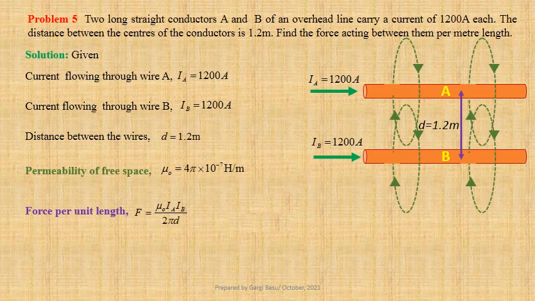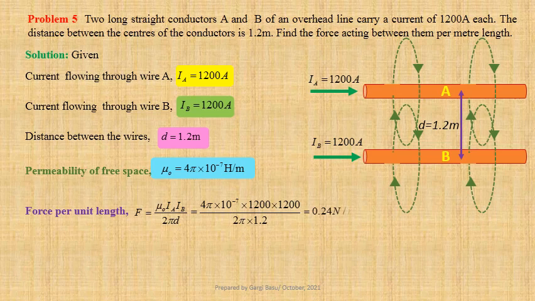Using values we get 4 pi into 10 to the power minus 7 into 1200 into 1200 divided by 2 pi into 1.2, that gives us 0.24 Newton per meter.